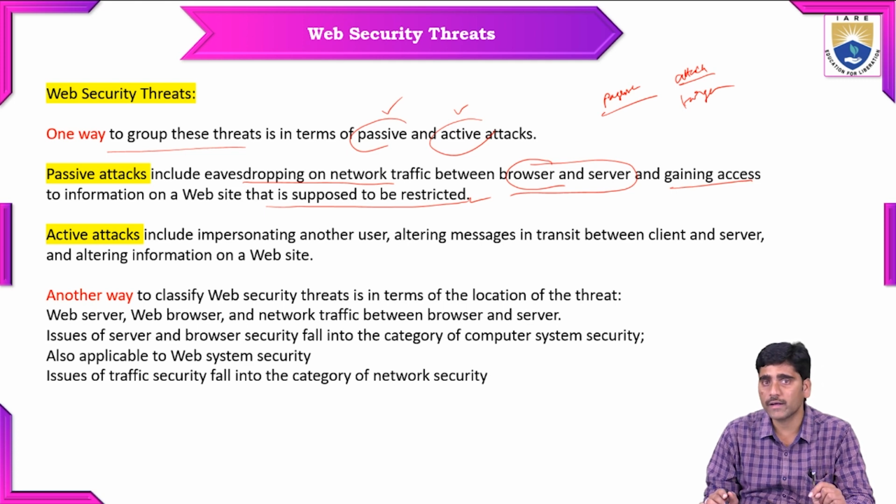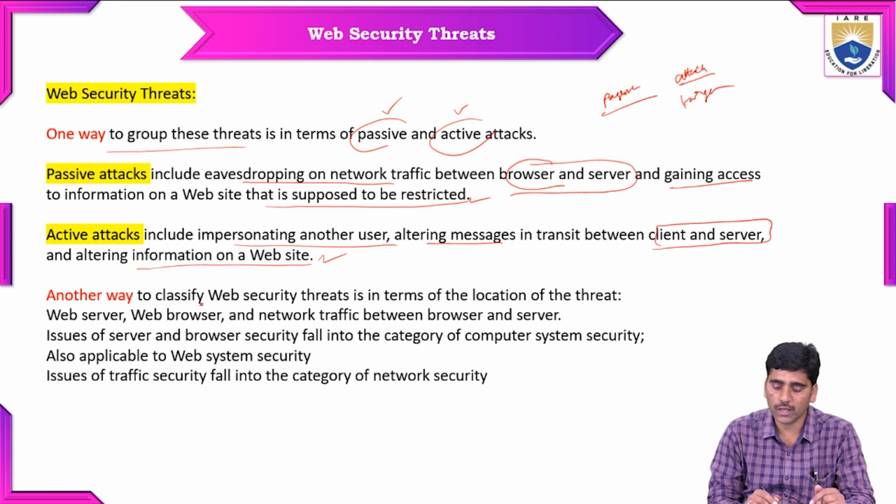The second one, active attacks. Active attacks include impersonating another user. They directly contact the other user or the other system and alter messages in transit between client and server. So they can impersonate the messages or the system, and alter the information on the website also. So active attacks are directly attacked on the target system. Passive attacks are not directly attacked on the target system.